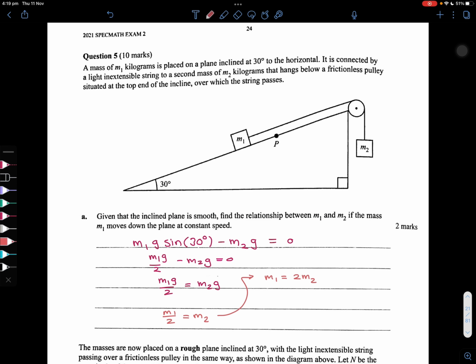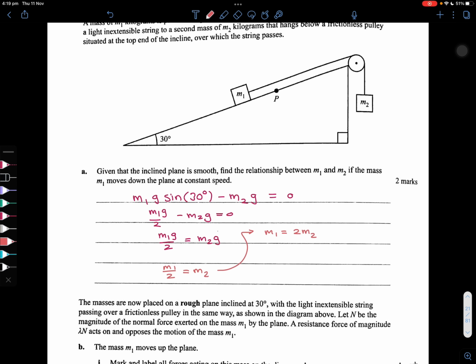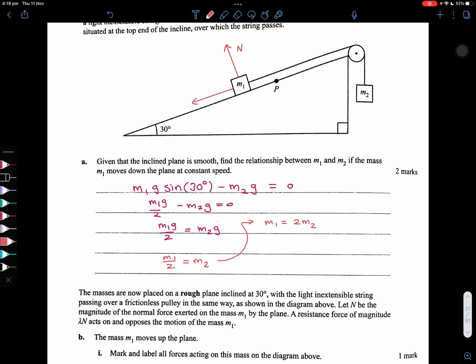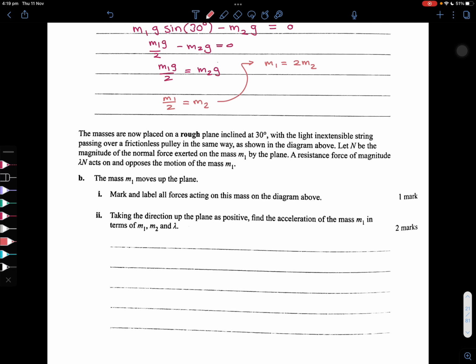Okay, so let's get rid of our graffitiing from before. Now, we do have our normal force. Let's call this normal force n, like they've given us. It's moving up the plane, right? So that means our friction is going to be working in the opposite direction. And our friction had the magnitude of lambda n, right? We still have our downwards force of m1g. We have our tension here, and then our m2g as well. Okay. That looks about right, if I haven't missed anything. Yeah, it looks good.